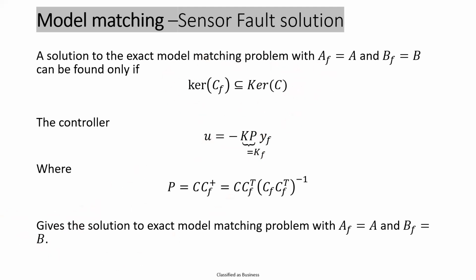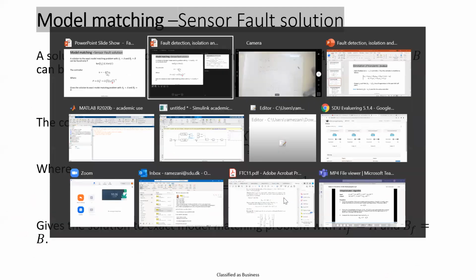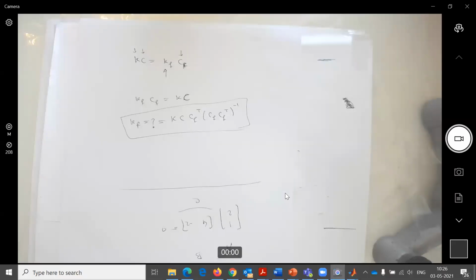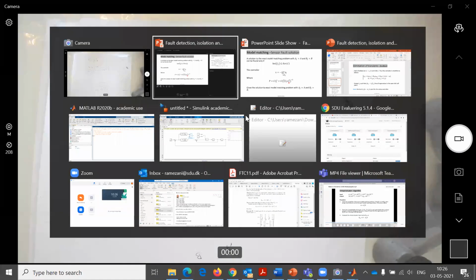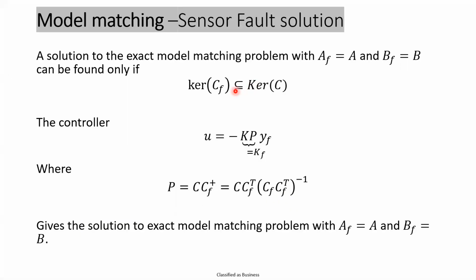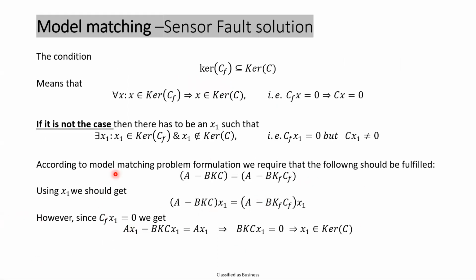If you want to use model matching for the case of having a fault in the sensor, and this is the result, for KF, I just wrote the KF on the paper. If you want to use this equation, there is a necessary condition that you should check before you apply this. And the necessary condition is here. That says that the null space of CF should be a subset of the null space of C. What does it mean? I have it explained in the next slide, but I will skip that.